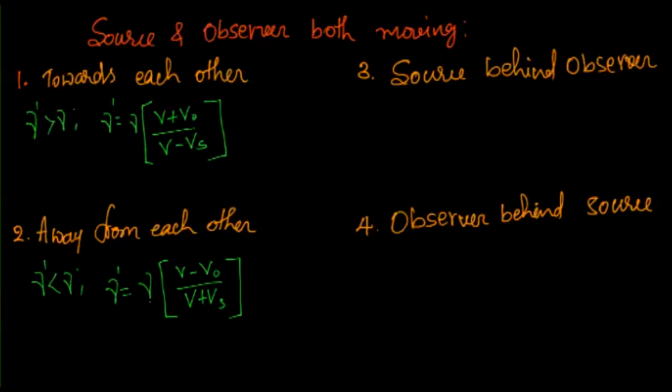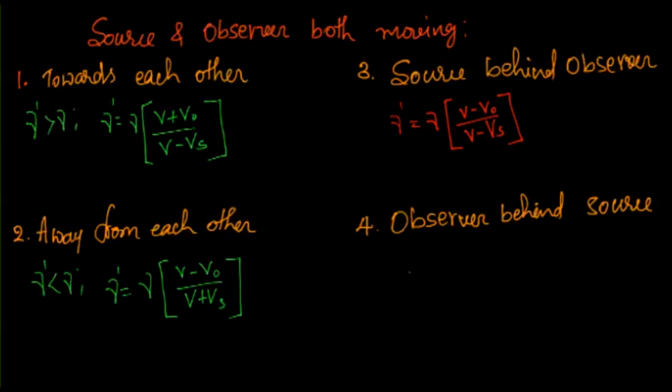The next case is the source is moving behind an observer. Therefore, the apparent frequency nu prime is equal to nu into (V minus V naught) divided by (V minus Vs). Here we can't directly decide whether the apparent frequency is larger or smaller than the true frequency. It depends completely on the speed of observer and the speed of the source.